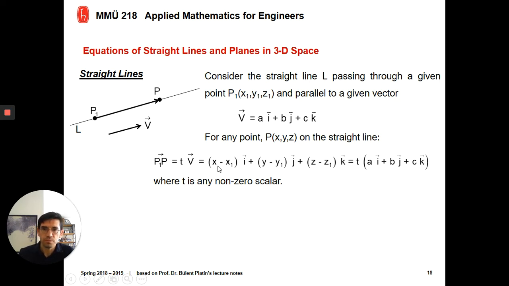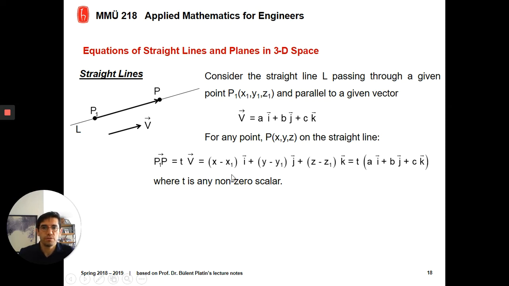V is something I know that is outside the line, but it's parallel to that line. So how do I take this difference? I take P minus P1. So P minus P1 is represented as the P1 P vector, okay? Don't mix those up. So this is exactly equal to P minus P1.